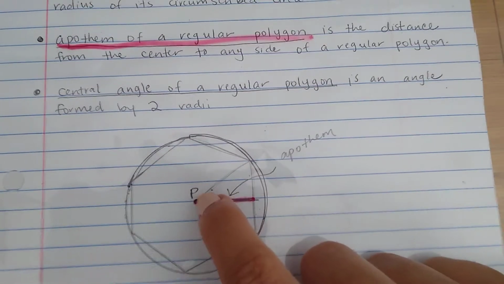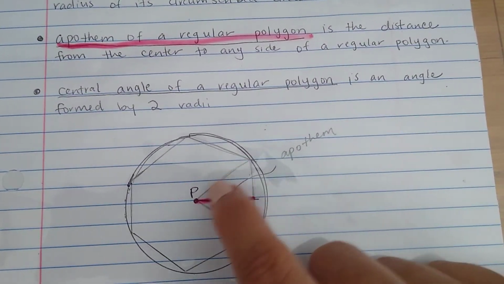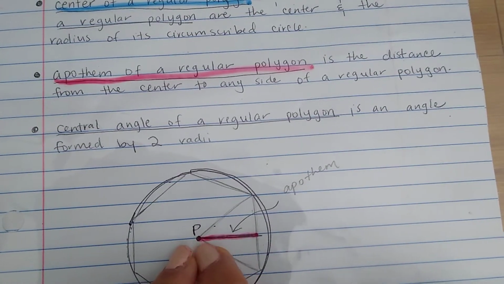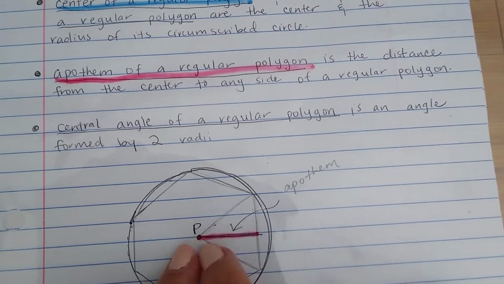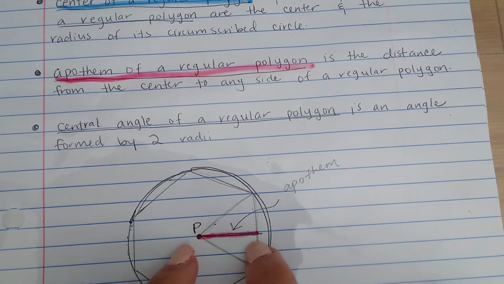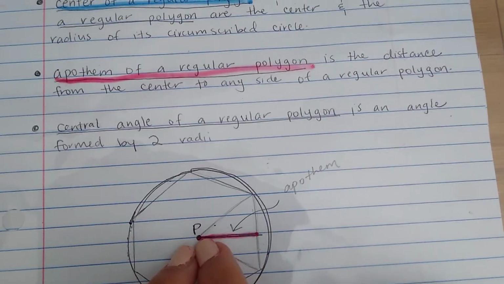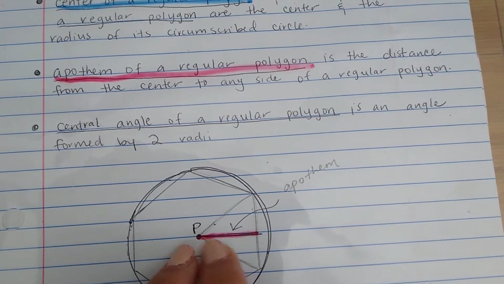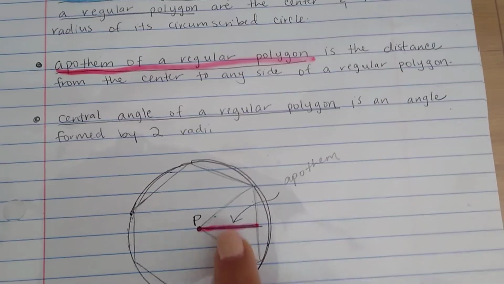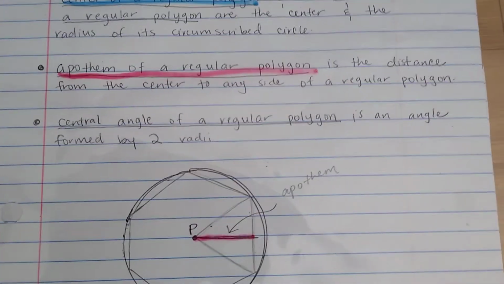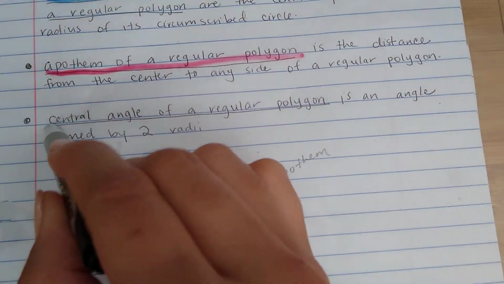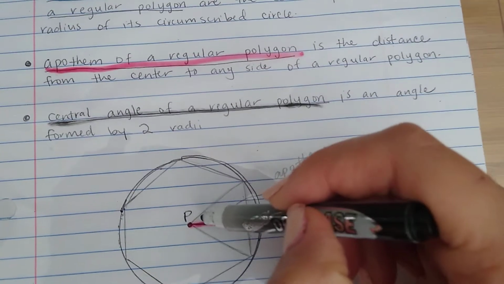Okay, so it's not actually the sides of the shape, the triangle here, but it's the distance from the center to, actually no, it could be either one, but normally we say that the apothem is from the center to the side here. Okay, it's kind of like the height of the shape. So they move on to the central angle of a regular polygon is an angle formed by two radii. This is something that we've already covered. So it is this angle here.